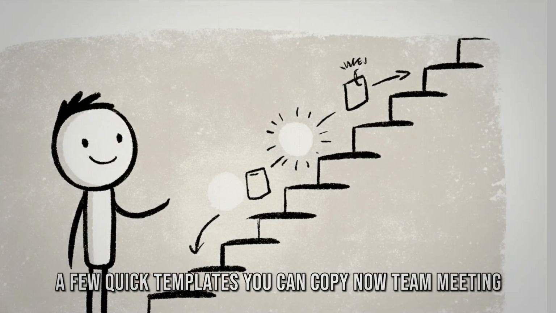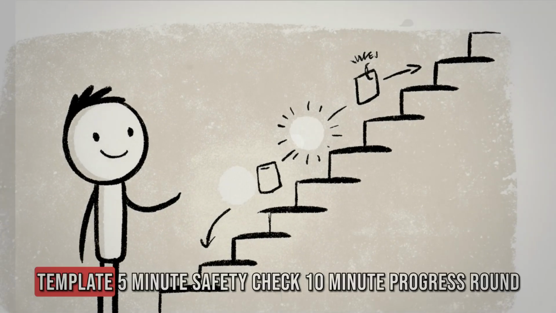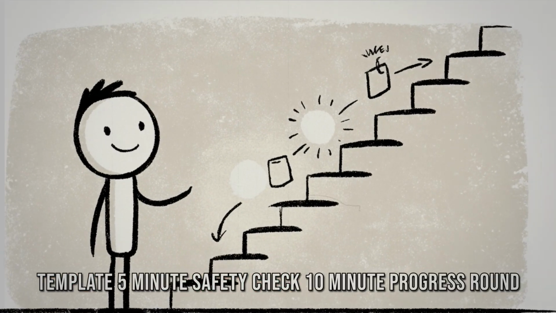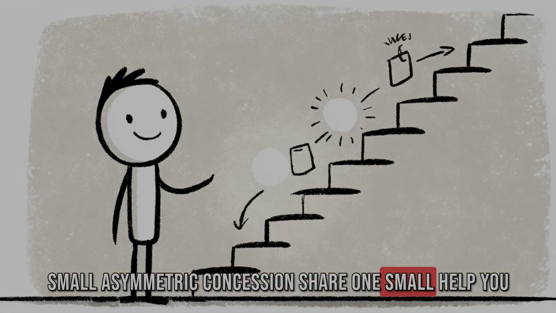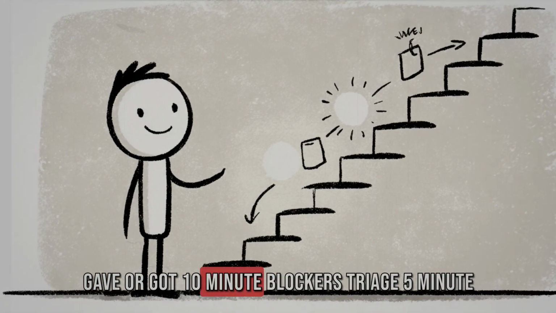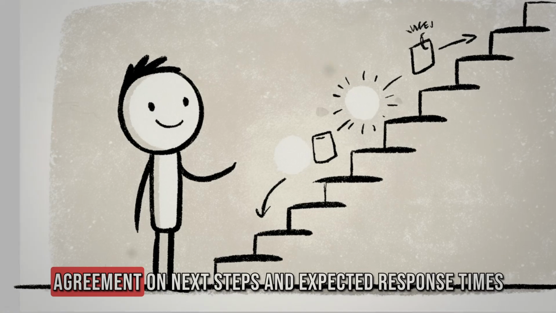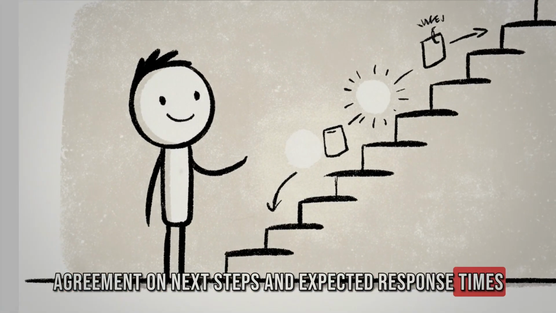A few quick templates you can copy now. Team meeting template. 5-minute safety check. 10-minute progress round. Small asymmetric concession. Share one small help you gave or got. 10-minute blockers triage. 5-minute agreement on next steps and expected response times.